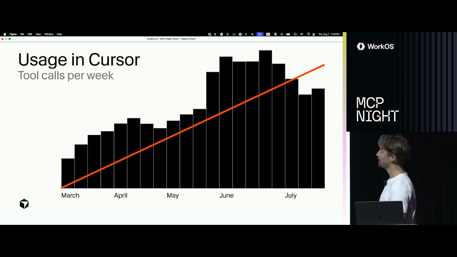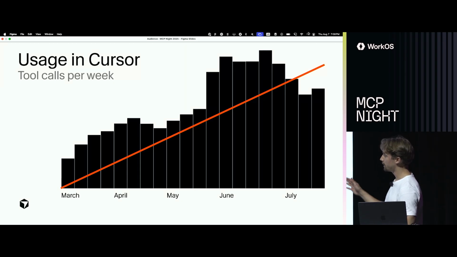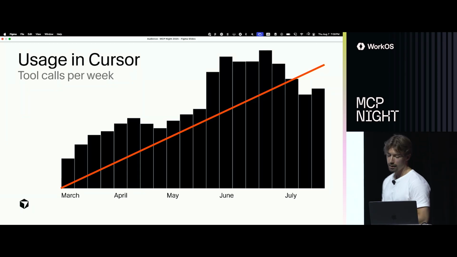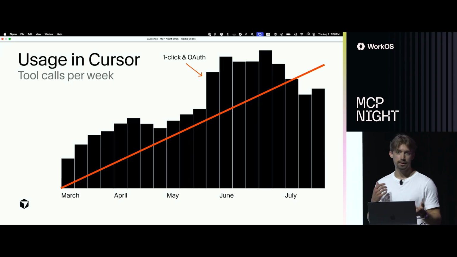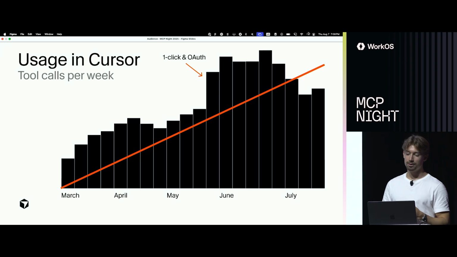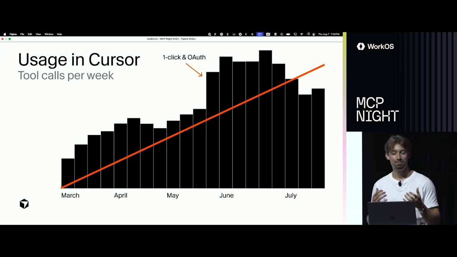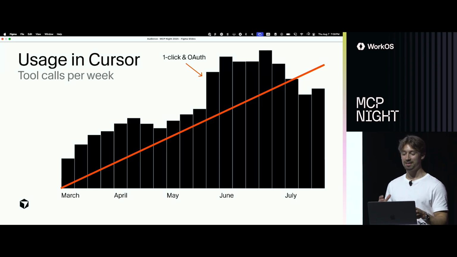It's up and to the right, like it should be. We can see that something happened in late May and early June, and this was when one-click and OAuth was added. So a lesson we had, and something to take away if you're building an MCP client, is to make it frictionless and let people get access to the data. I mean, who could have thought?